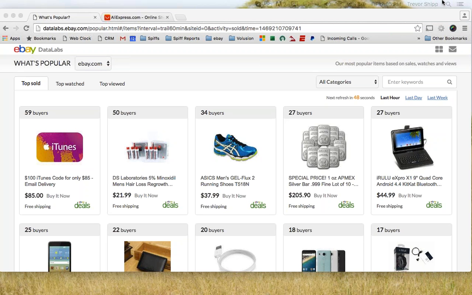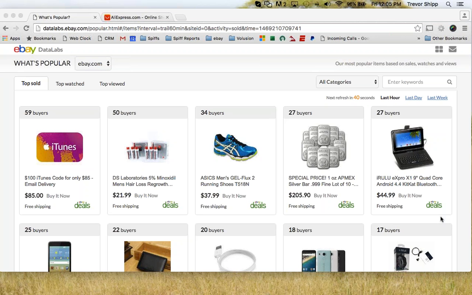Out of curiosity, how many of you have had a chance to use the What's Popular tool? I should probably just poll you. That would probably be easier. In fact, let me do that. Don't answer that in chat. Let me poll us.